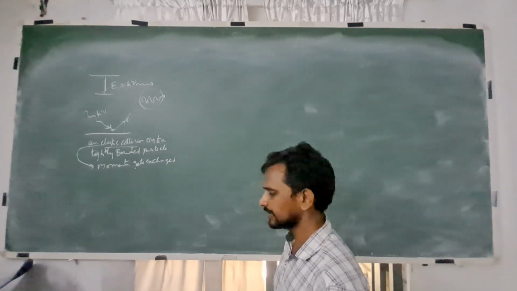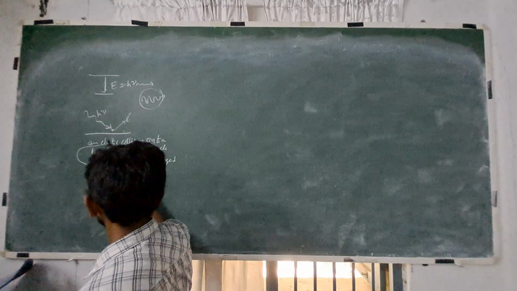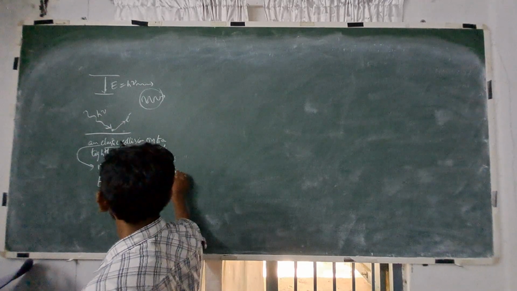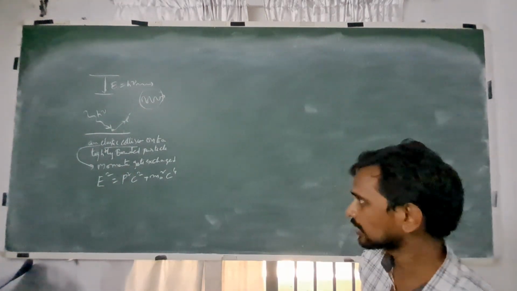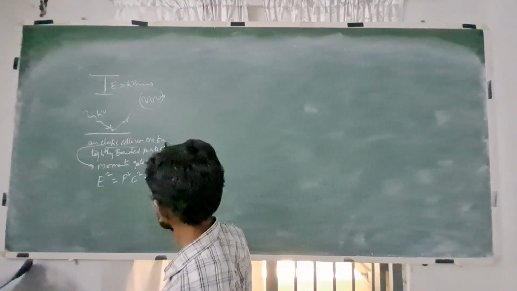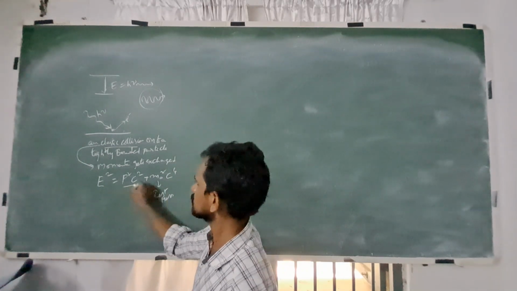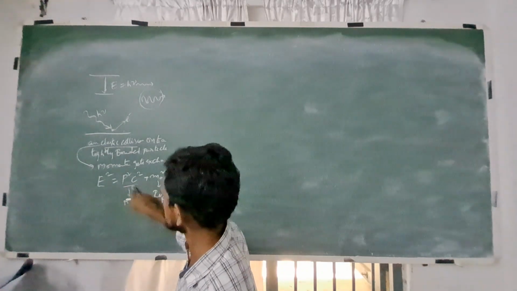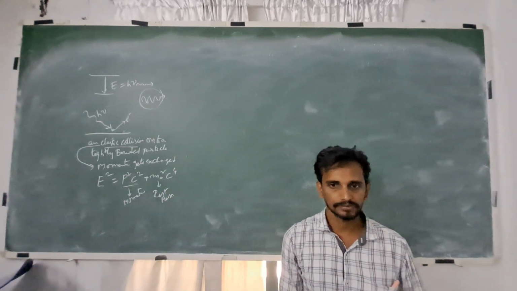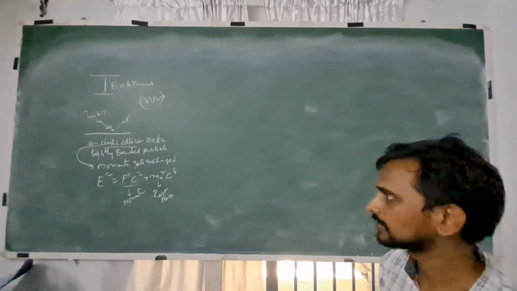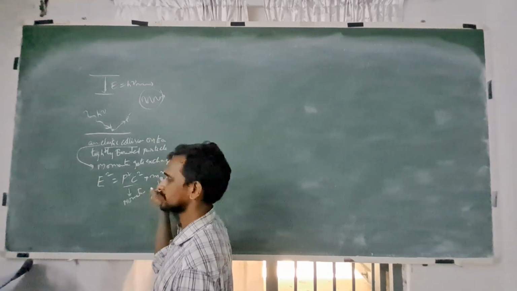We have the relativistic energy equation, E² is equal to P²C² plus m0²C⁴. Okay, m0 is the rest mass of the object and P is the momentum. Okay, so a photon has no rest mass.